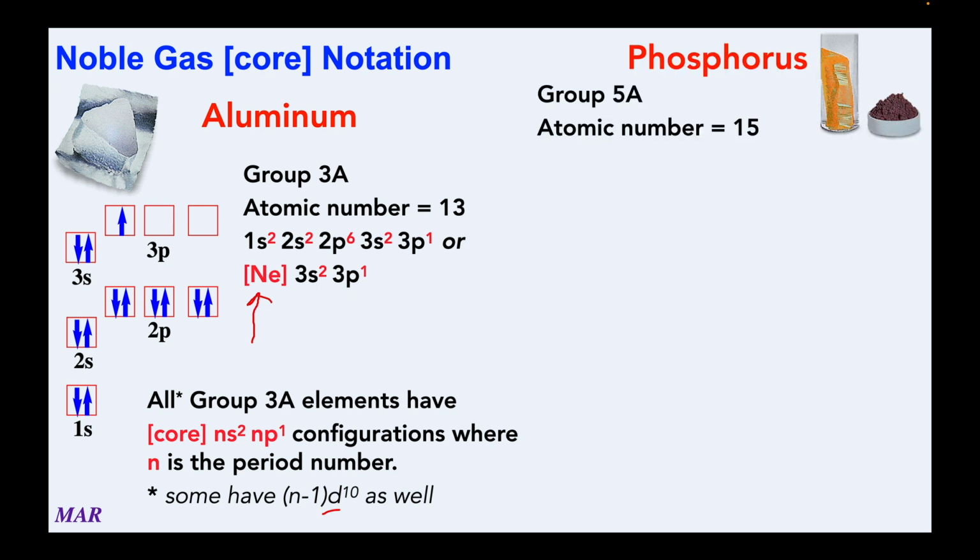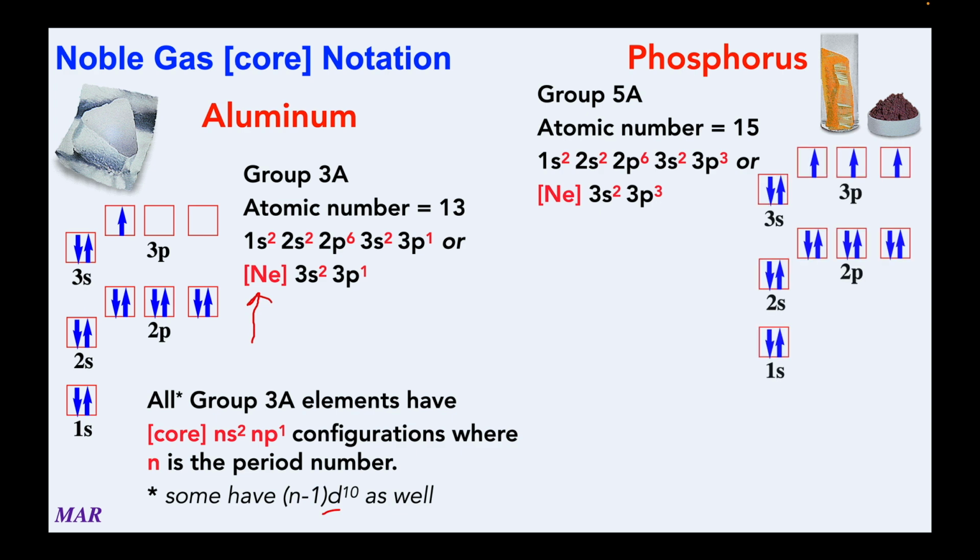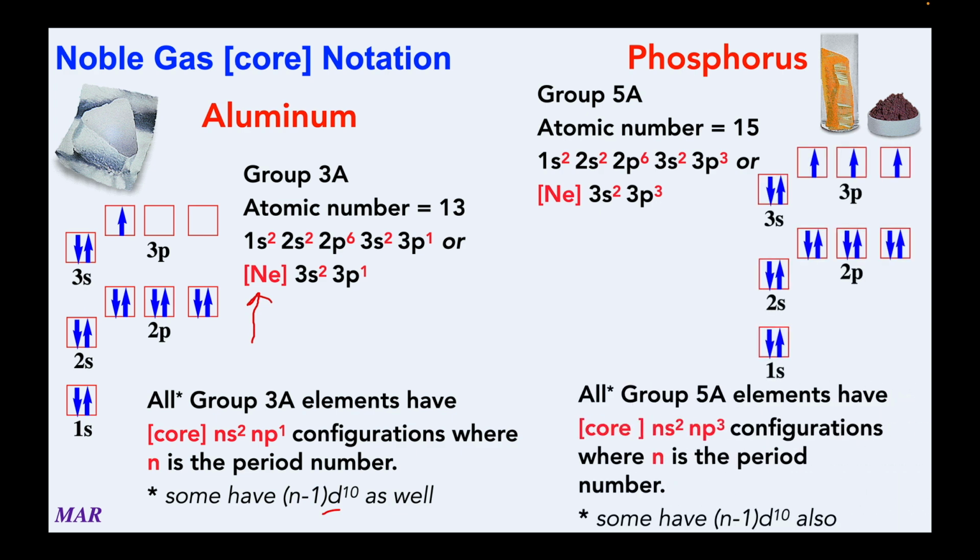Phosphorus has a total of 15 electrons. It's group 5a, 1s2, 2s2, 2p6, 3s2, 3p3, which is a lot of words, or you could just say [Ne] 3s2, 3p3, and that's why scientists like it. So this is another example. Everything in group 5a has an ns2, np3 outer core. Some of them have the d's. We'll talk about that later. But anyway, it is kind of neat, and this is why everything in the same group kind of reacts the same.